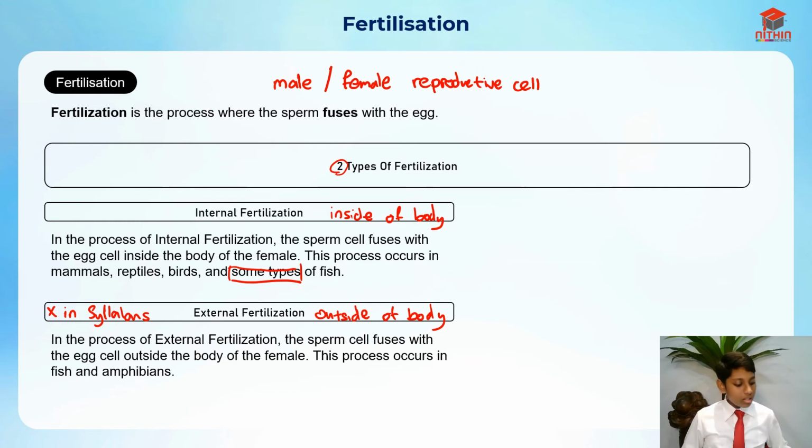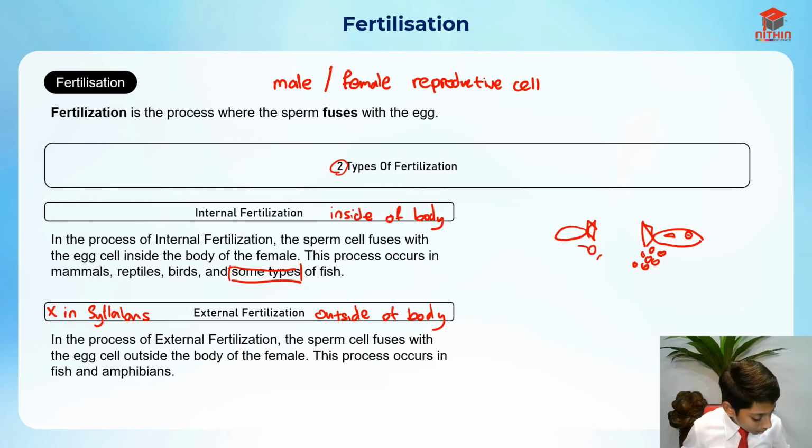Basically, how this happens is, imagine there's a fish here, right? Imagine this is the female fish. It basically releases all its eggs out. And then the male fish over here, this is the male fish, right? Then it will release all its sperms over here.